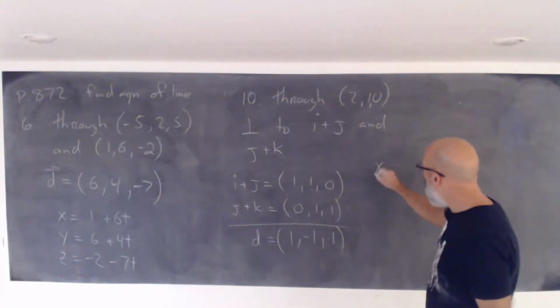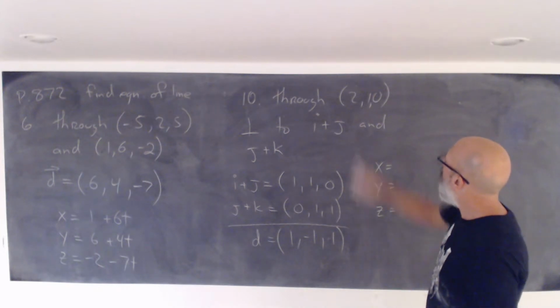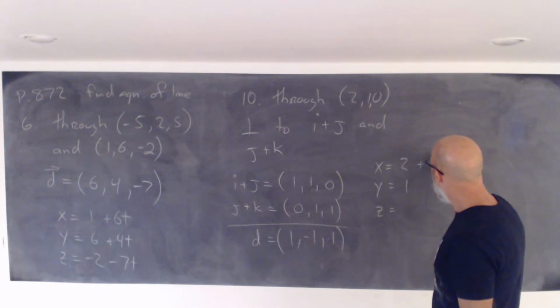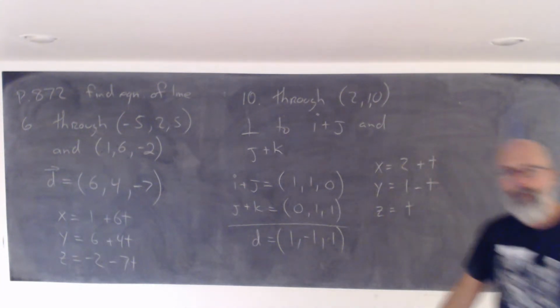The equation of the line is a point (2, 1, 0) plus t times the direction vector. There it is.